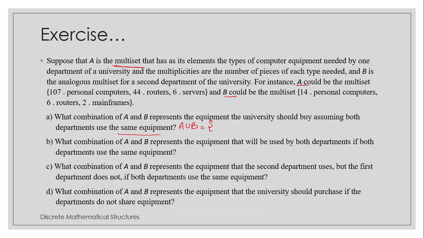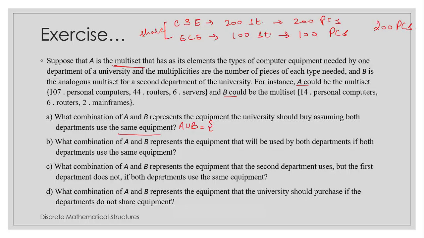Now this can be understood with an example. Suppose in your college, the CSE department has 200 students, so they need 200 PCs, and the ECE department has 100 students, so they need 100 PCs. And both of them are sharing the equipment. So that means the college needs to buy 200 PCs only, so that when CSE wants to use them, this can meet their requirement, and when ECE wants to use them, they will use only 100 PCs out of these 200 PCs.